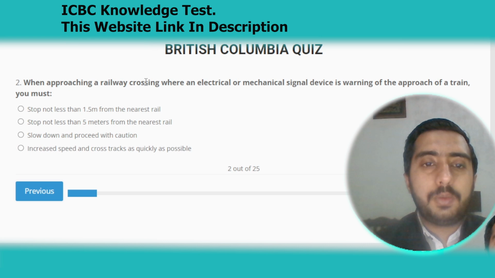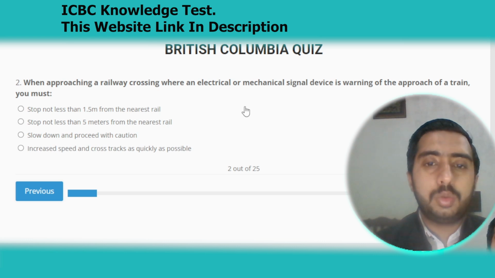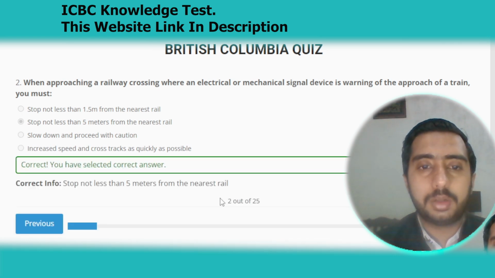Next one, question number 2. When approaching a railway crossing where an electrical or mechanical signal device is warning of the approach of a train, you must stop not less than 5 meters from the nearest rail. Option B is the correct one.